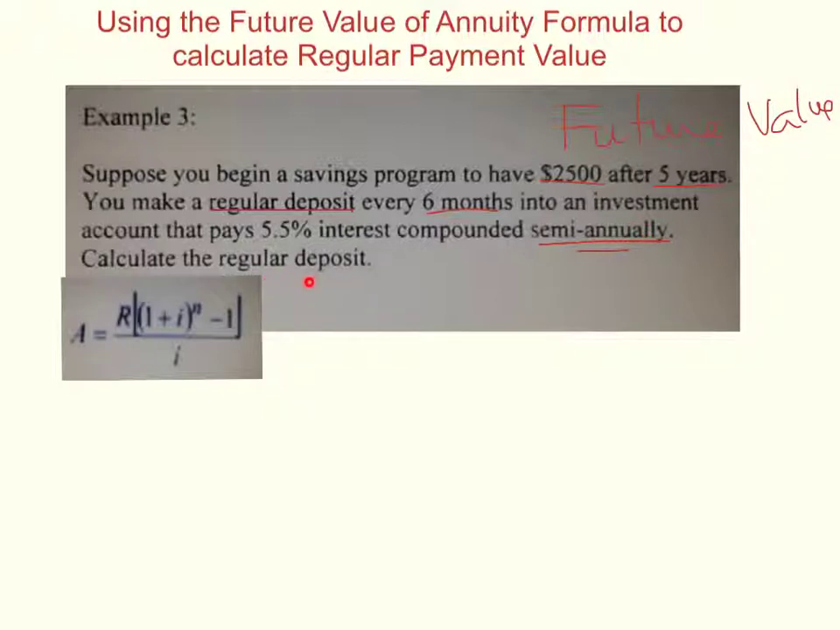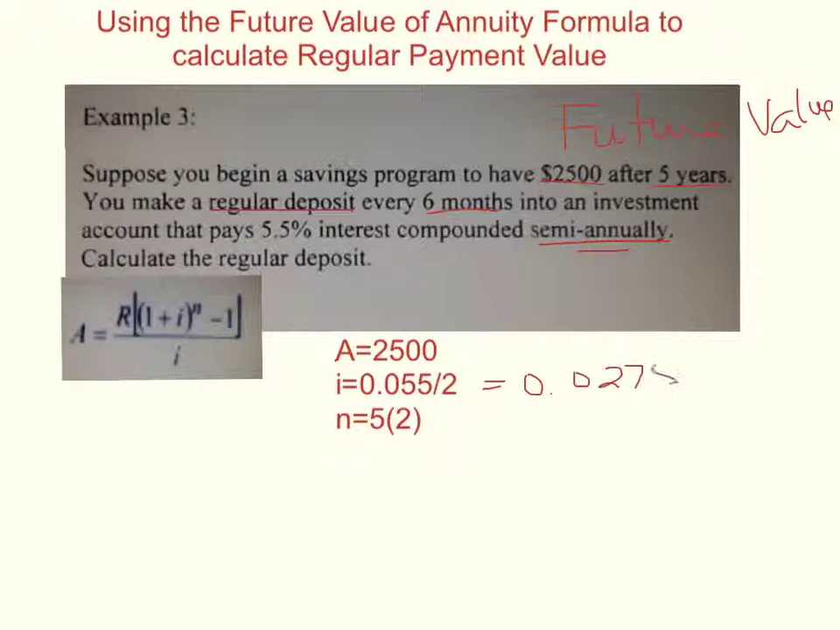Okay, so what do we know? We know that the A value, the future value, is 2,500. We know the I value is 5.5% annually. So semi-annual compounding, I have to divide by 2. So I'll calculate that out, and that's 0.0275. And I also know that the number of compounding periods in the investment is 5 years times twice a year, so that's 10 altogether.